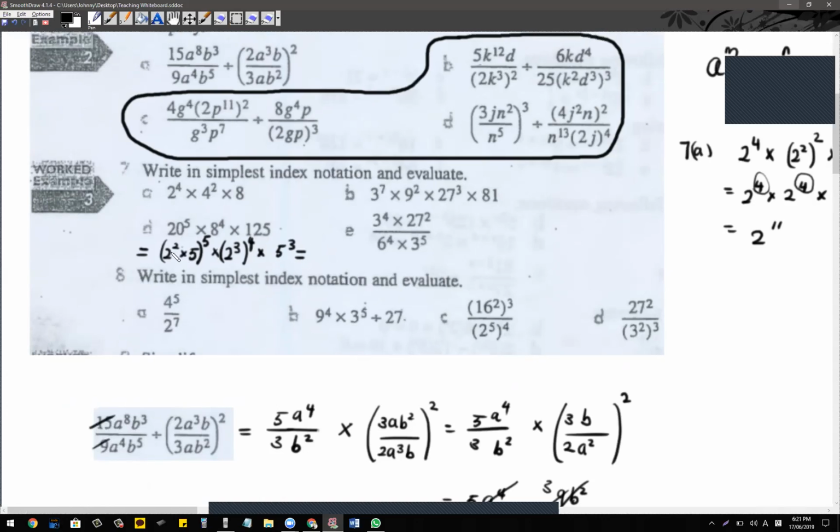So this is equal to 2 to the power of 10 times 5 to the power of 5, times by 5 to the power of 5, and then 2 to the power of 12 times 5 to the power of 3. So this equals 2 to the power of 22 times 5 to the power of 8. So that's the simplest form. I'll leave these questions to you as homework.